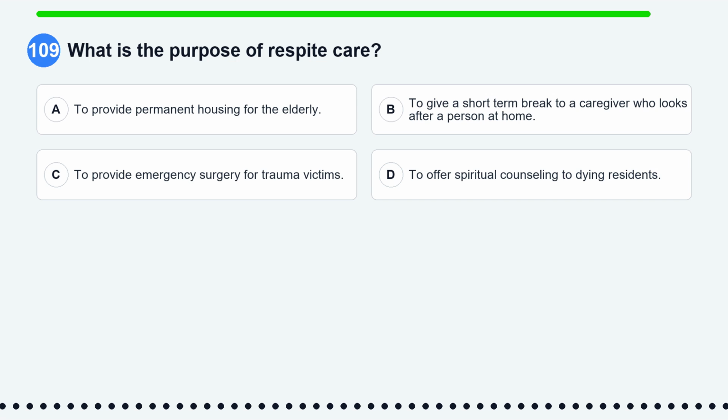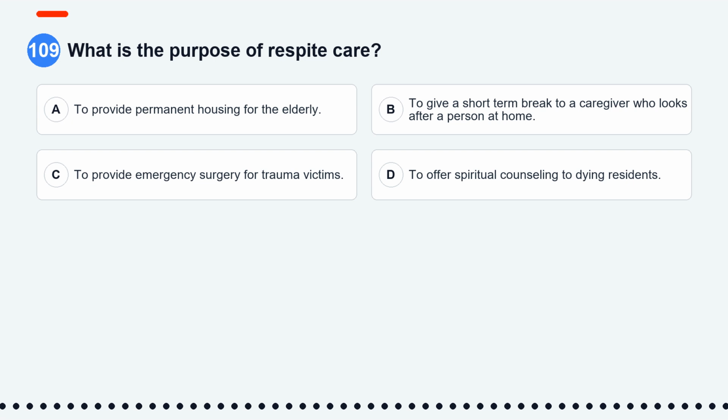Question 109. What is the purpose of respite care? Option A, to provide permanent housing for the elderly. Option B, to give a short-term break to a caregiver who looks after a person at home. Option C, to provide emergency surgery for trauma victims. Option D, to offer spiritual counseling to dying residents.